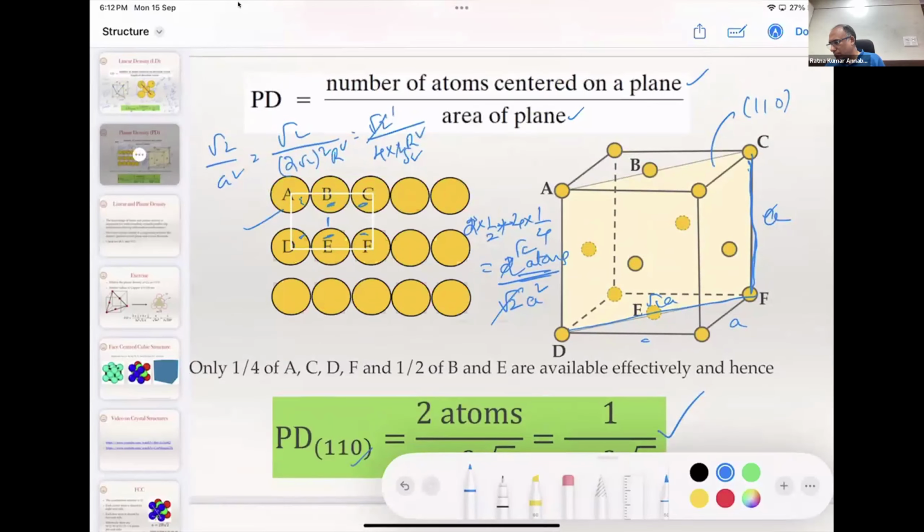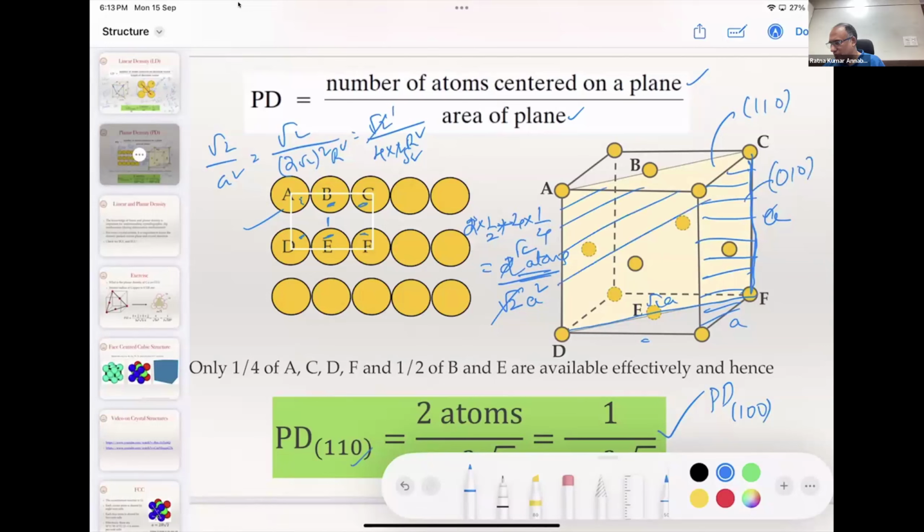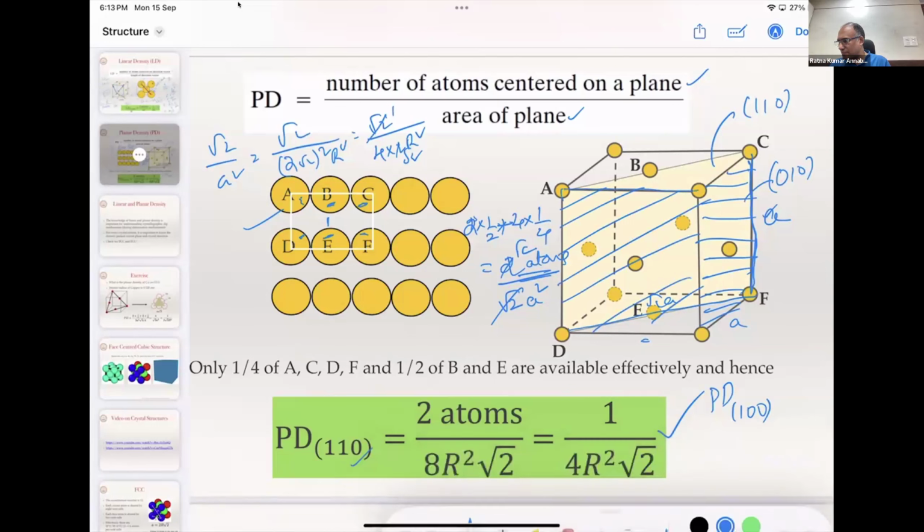I want to know the planar density for the 100 plane. That means I am thinking of this plane, isn't it? Is that the plane that I am looking for? Yes, sir. One x-axis... No, that is Y, perpendicular. What is that plane, by the way? That is basically Y. 0, 1, 0. 010. Very good. I am looking for this plane. That one.